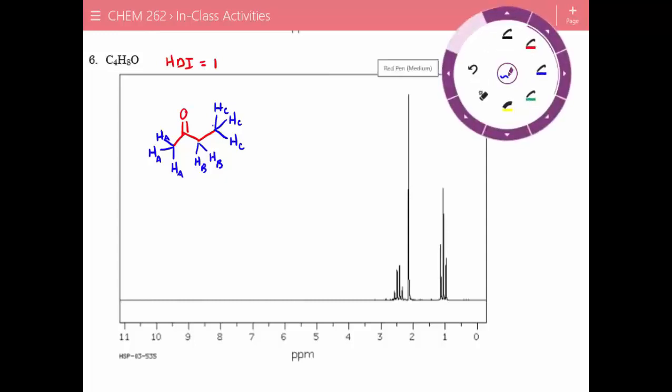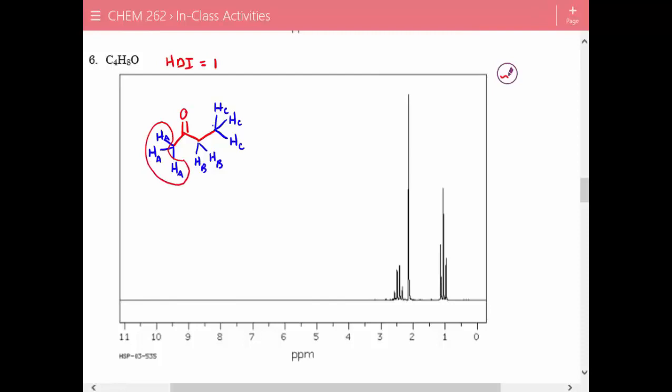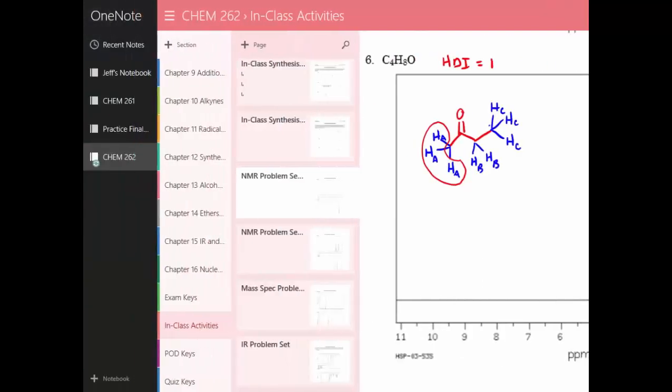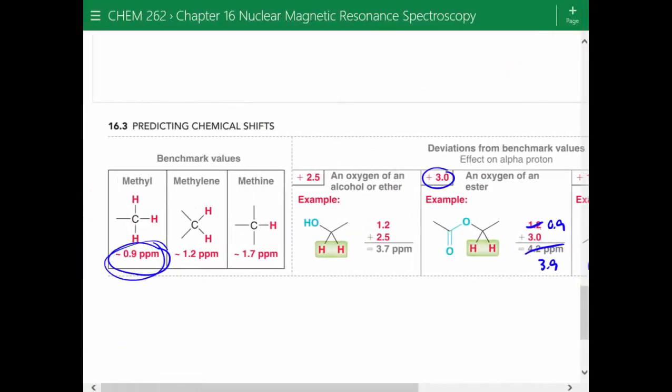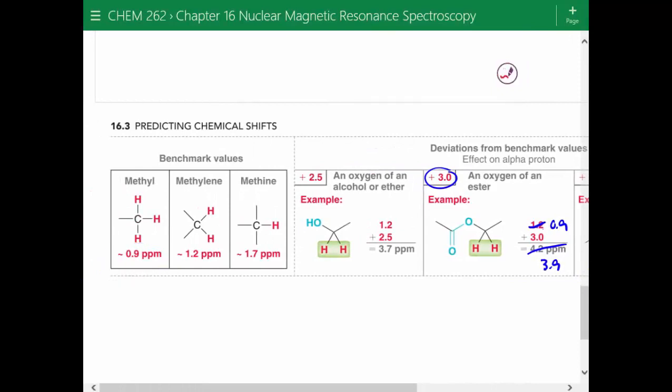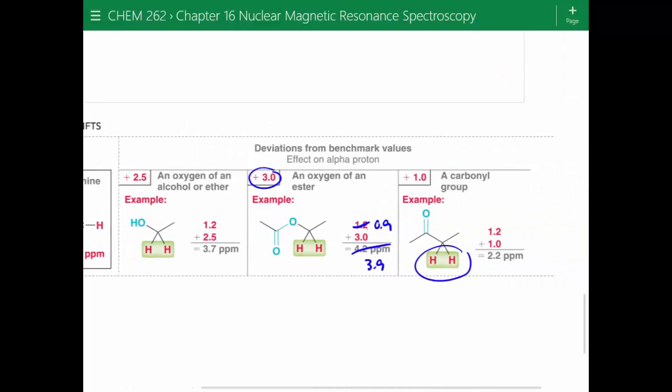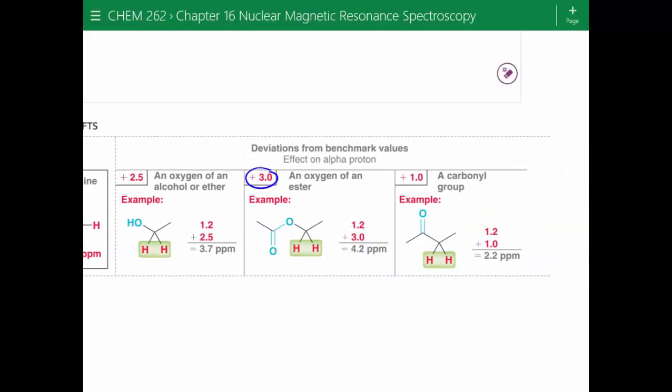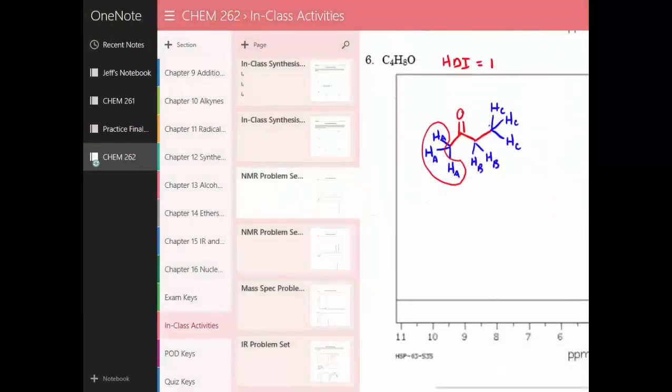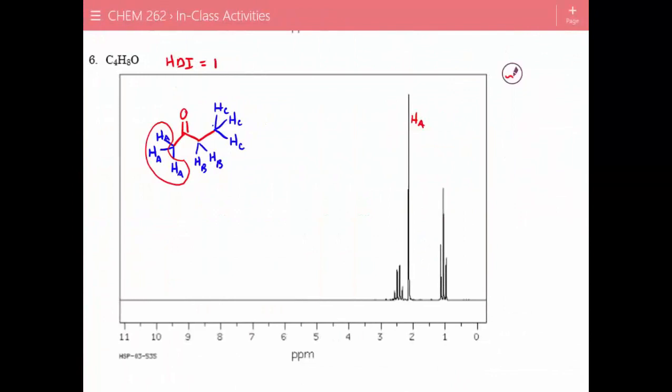So let's take a look at these HA protons over here. How many 3-bond neighbors do they have? Well, they don't have any, so it should be a singlet. In this case, we could maybe say, well, maybe this HA is our singlet. If we go back to our NMR guide, we can say, all right, a methyl group has a benchmark value of 0.9 ppm. It's right next to a carbonyl group. Let me erase all this stuff. So if we take 0.9 plus 1.0, it should show up around 1.9 ppm. So let's go back and check for the in-class activity. The singlet's right above 2, so we're right on track.